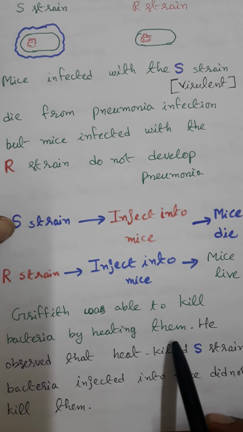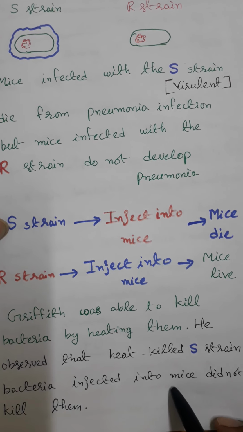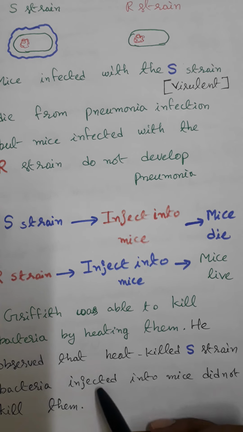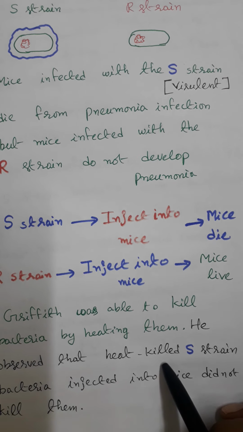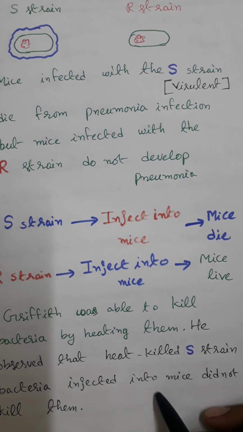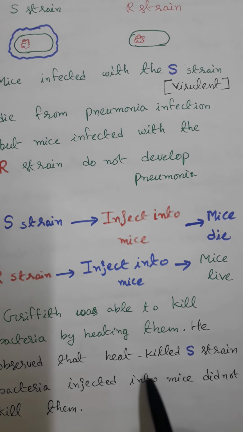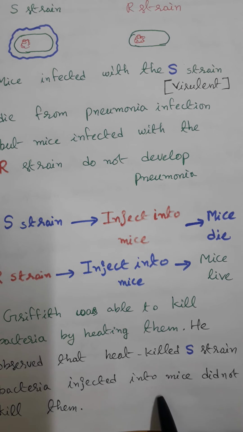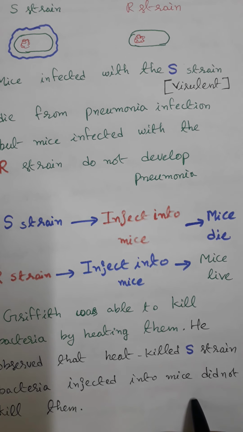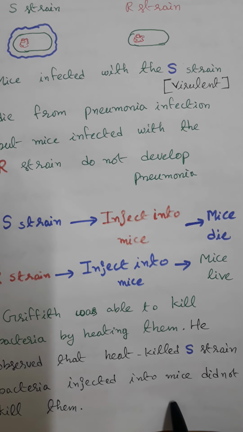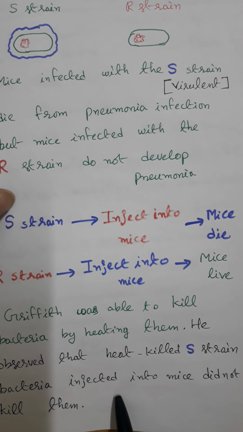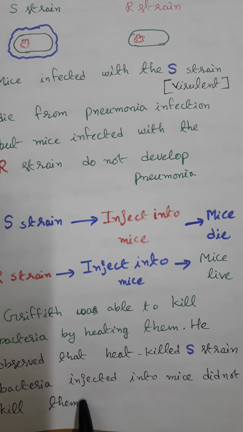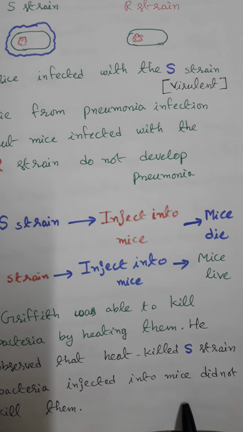Griffith was able to kill bacteria by heating them. He observed that heat killed S strain bacteria injected into mice did not kill them. Whenever the heat killed S strain of bacteria is injected into the mice, the heat killed bacteria are not able to cause pneumonia infection in mice. Hence the heat killed strain of bacteria does not kill the mice.